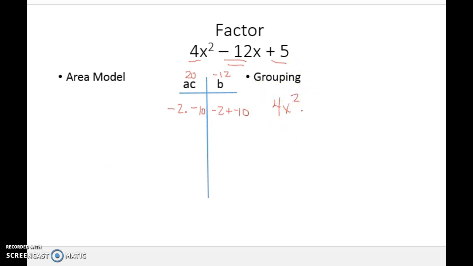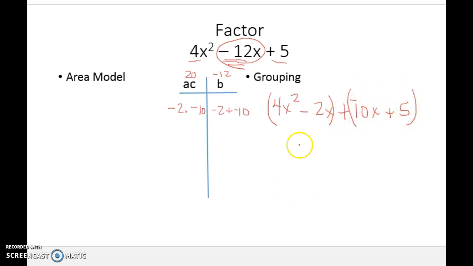So I have 4x squared minus 2x minus 10x plus 5. So I just am breaking this middle term into two terms, negative 2x and negative 10x. Now we can group. Now be careful. This is subtraction. All right, so I need to keep that with my 10. I'm going to rewrite this as plus a negative 10.